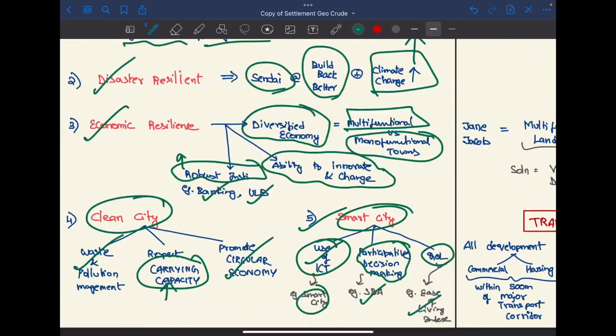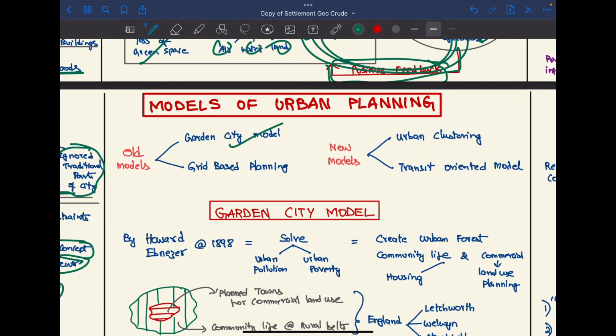Next, we have models of urban planning, where there are two old models, which are the garden city model and grid-based planning, and the new models are urban clustering and the transit-oriented model. Let's see the garden city model.